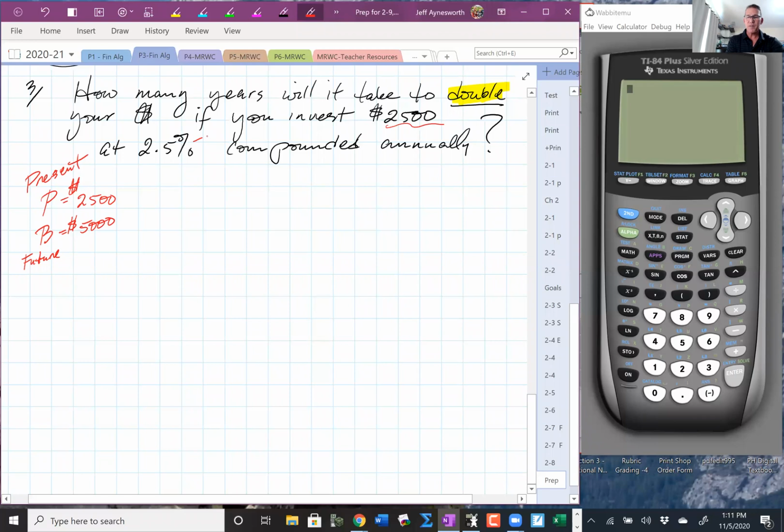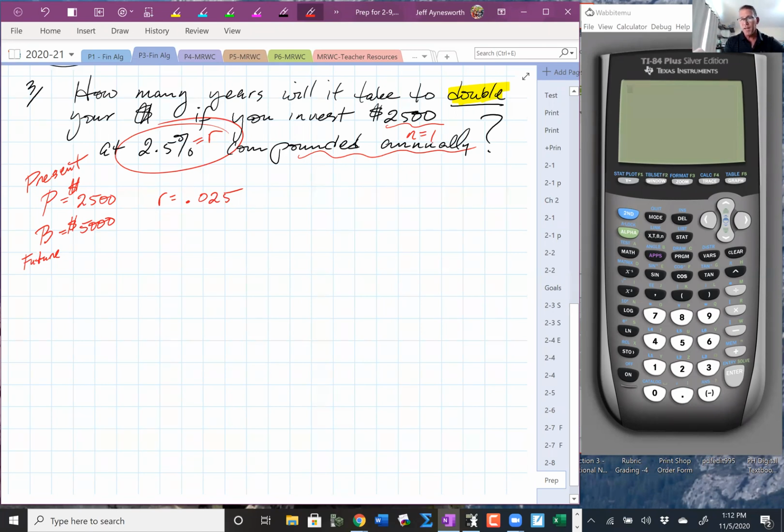Your interest rate is right here in the problem. It's 2.5%. So we know that R is equal to 0.025. You shift that decimal 2 places to the left. It's compounded annually, meaning once a year, so n is equal to 1. Semi-annually is twice a year, quarterly is 4 times a year, monthly is 12 times a year. So there are different problems involved with this. This is just the first of many.